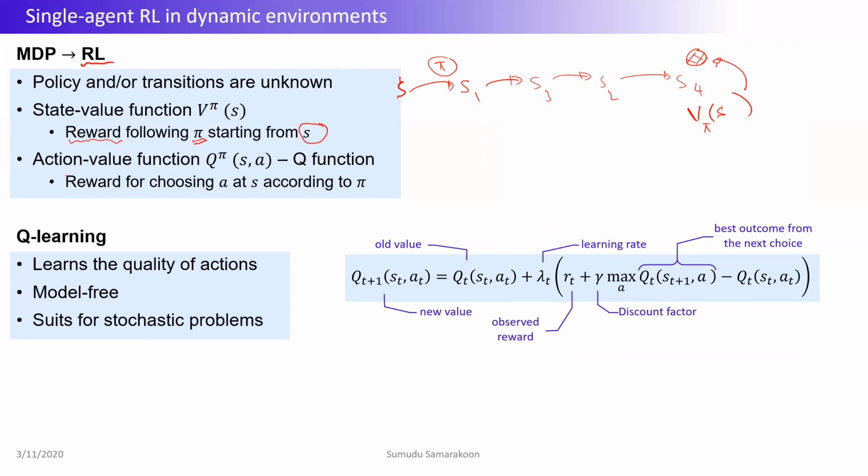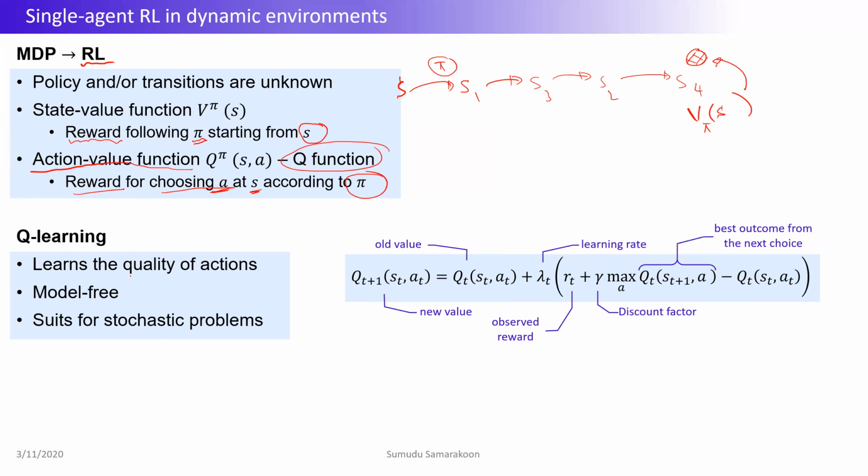Another important function is the action value function, which is also known as the Q function. This Q function says the received reward for choosing action A at state S. So this is not aggregated over time. It is about the reward for choosing action A at a given state S. Still, the choice of these actions is followed by this policy phi.